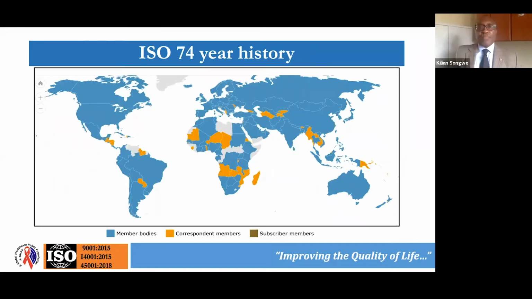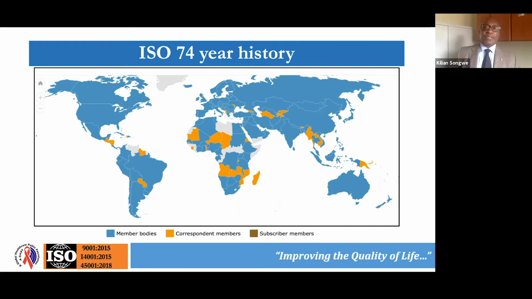I threw in this map here just for us to be able to take a quick look at the different member states, member bodies, and corresponding members. If you look at the African continent at the moment, that's where a lot of the corresponding members are. You look at the Americas, North and South America, about 4 different correspondent members. And then there is the big block of Asia, and then there is the Middle East and North Africa, and then there is Sub-Saharan Africa with a very good mix of member bodies and correspondent members.